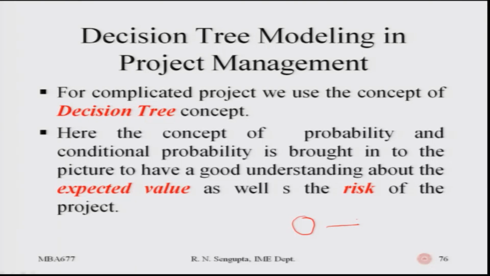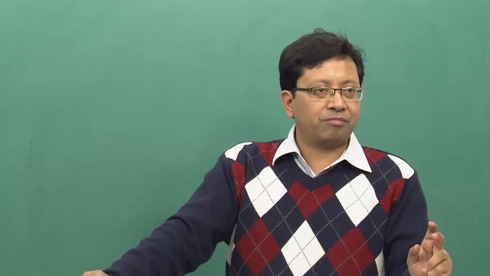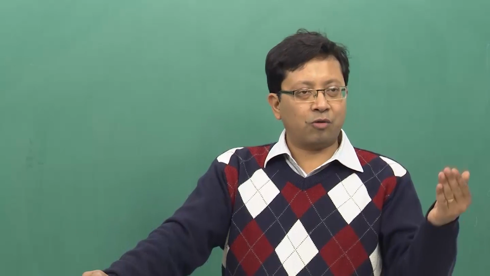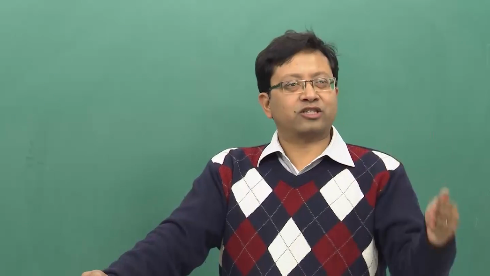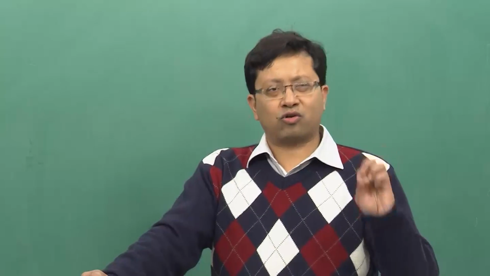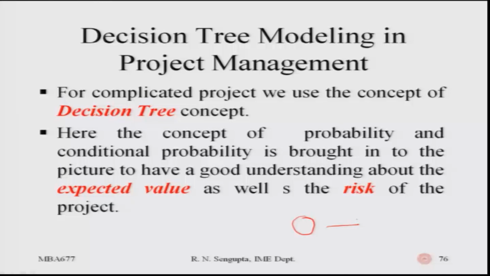Here, the concept of probability for the decision tree: if you remember, we had discussed the concept of probability in the number of days and the loss per unit of day for any particular activity, and based on that how we find the overall loss. Considering distributions known or not known, you can find it out. Here the concepts of probability and conditional probability can be brought into the picture to have a good understanding of the expected value as well as the risk of the project.